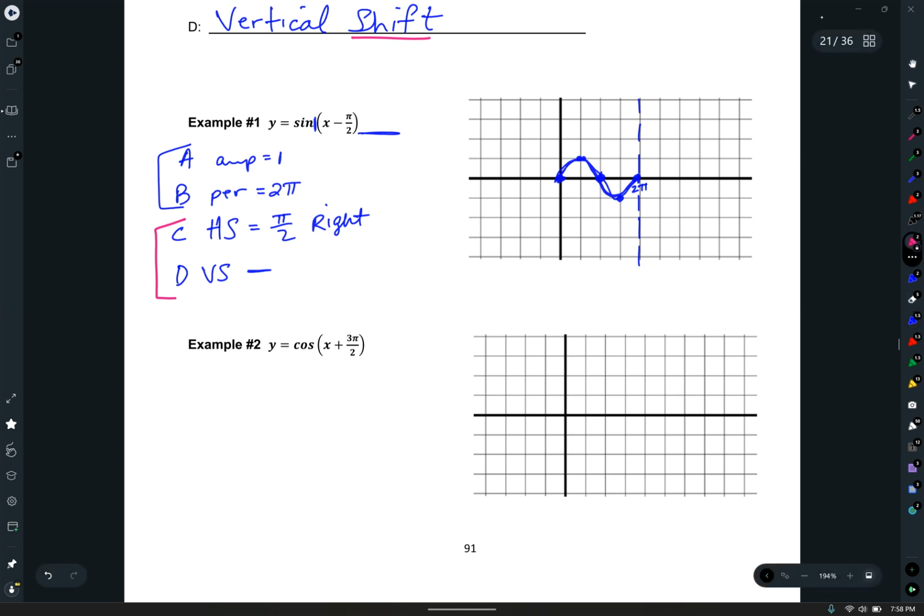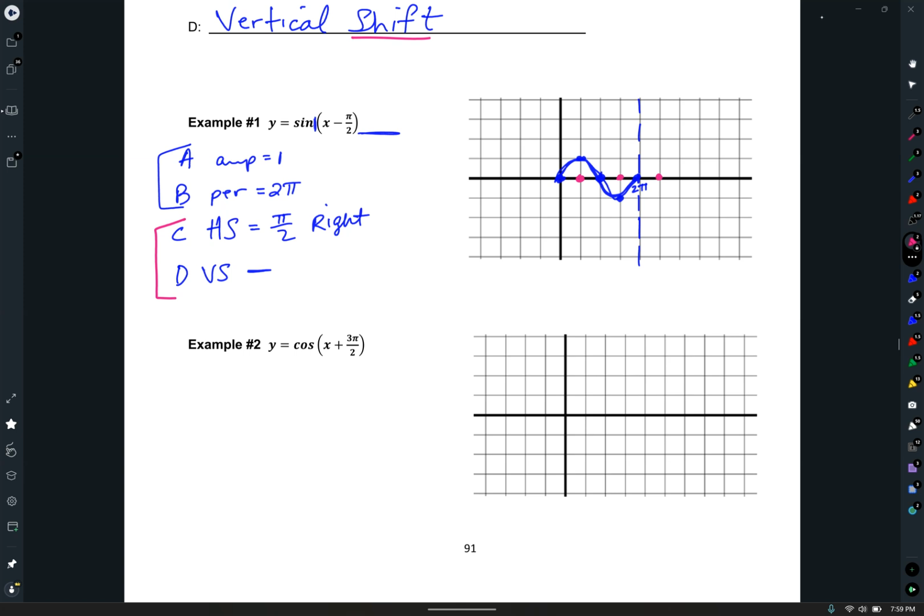Okay, and so now I'm going to take every single point, and in this case I'm going to move every single point pi over 2 to the right, but I'm not going to shift them up or down, just pi over 2 to the right. Well, remember, every one of these lines represents pi over 2. So I'm going to move every point one of these units to the right. So again, I like to move the zeros first. So that first one's going to go to here, second one's going to go to here, third one's going to go to here.